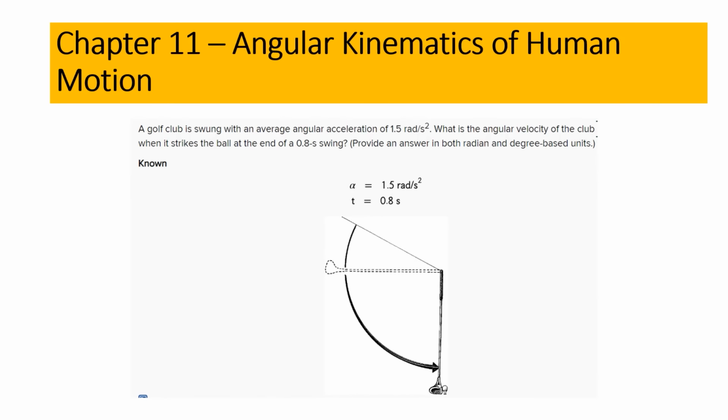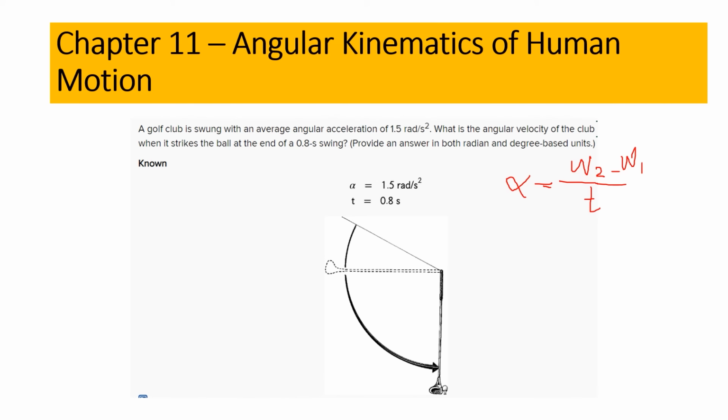A golf club is swung at an average angular acceleration of 1.5 rad/s². What is the angular velocity if I give you the time to be 0.8? Remember, angular acceleration equals the rate of change of the angular velocity. So alpha is (W2 minus W1) over time. That's the acceleration.